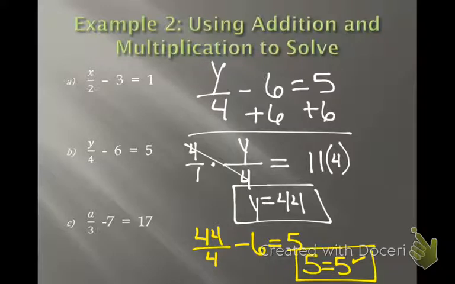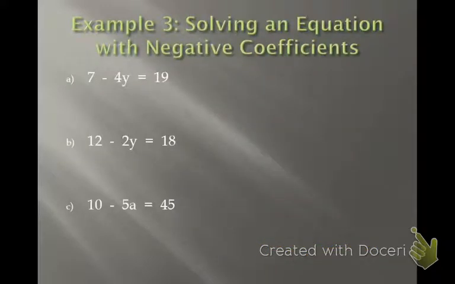Now, in example 3, what does it say next to example 3? Solving an equation with what kind of coefficient? Negative coefficients. Well, what's a coefficient? It's the number in a term with the variable. So which number in this term, negative 4y, is my coefficient? Negative 4. So it's negative. That's just what I have to be mindful of when I'm solving these equations.